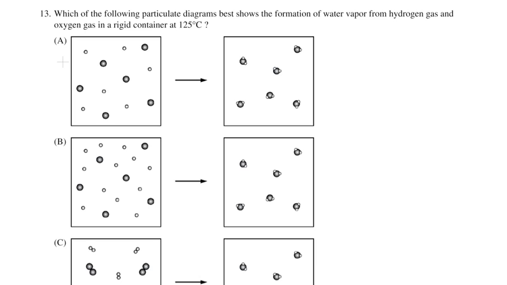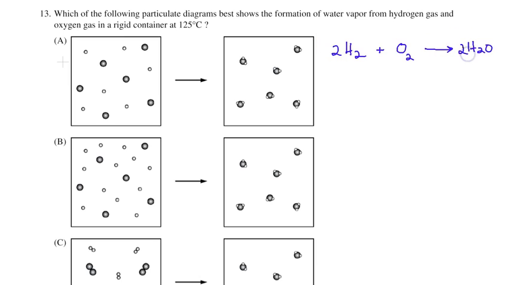Which particulate diagram best shows the formation of water vapor from hydrogen gas and oxygen gas? So you should realize that this is the reaction you're dealing with. Hydrogen gas is diatomic, so it's H2. And oxygen gas, also diatomic in its elemental form, is O2, something you really have to know. And we're going to make water, water vapor or just water. And if you balance the reaction, you're going to see that you need 2 of these and 2 of these.